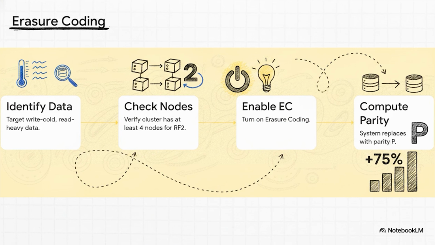Okay, for our second example, consider a write-cold archive database. Here you're going to follow a totally different path. First, you identify the data as write-cold and read-heavy, meaning it's pretty rarely modified. Next, you have to ensure your cluster meets the minimum node count, which is at least 4 nodes for replication factor 2. Then, you enable erasure coding. The system goes to work computing a mathematical parity, represented as P, to replace those bulky, redundant full data copies. The massive benefit? Doing this can increase your usable capacity by up to a staggering 75%. It's a total game changer for archives.